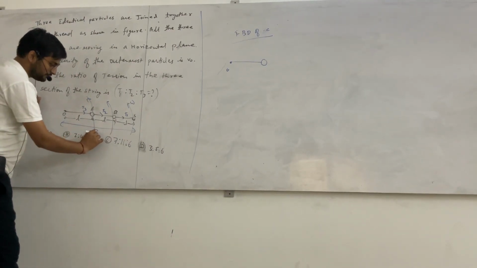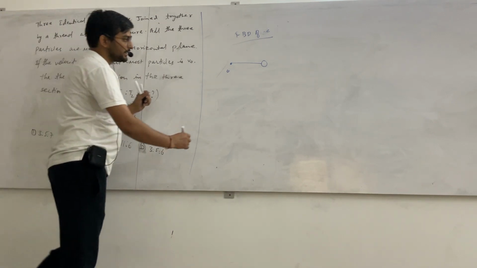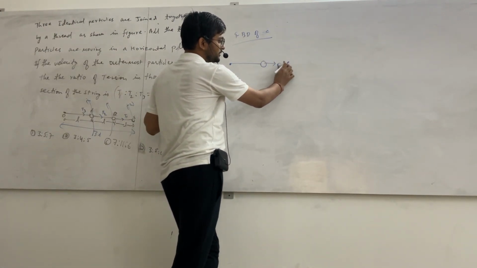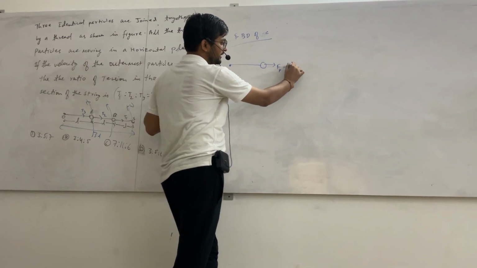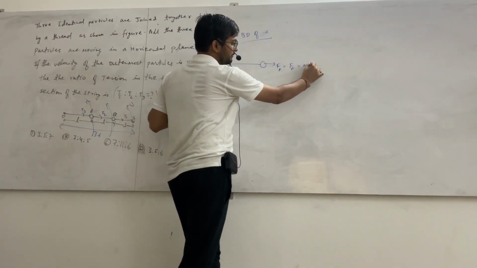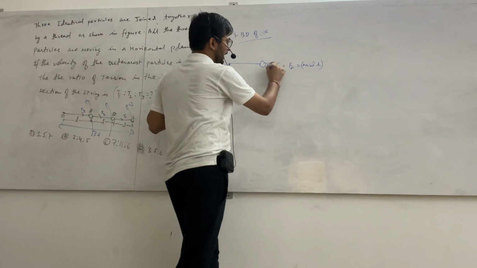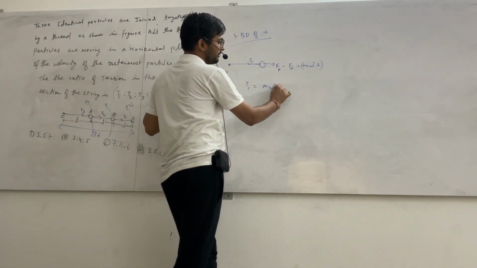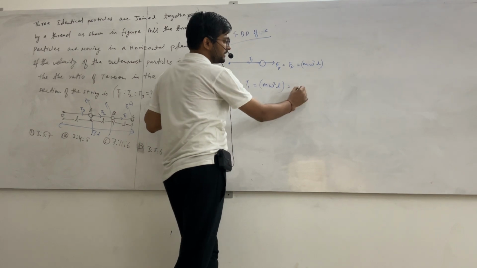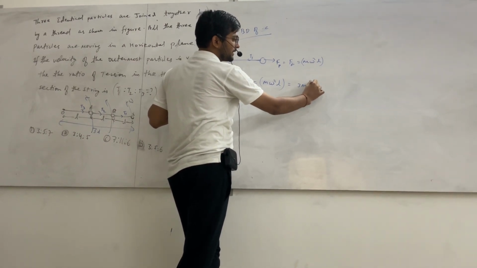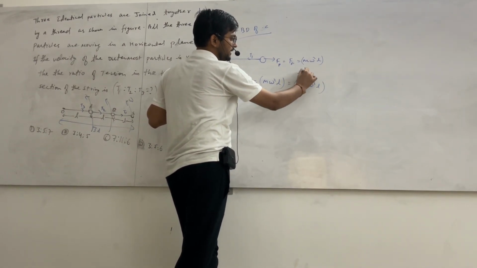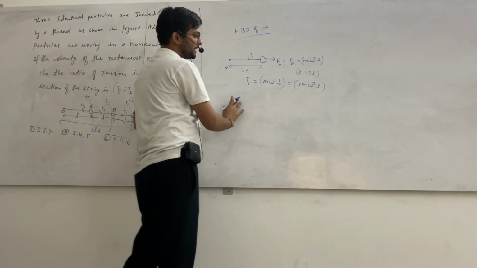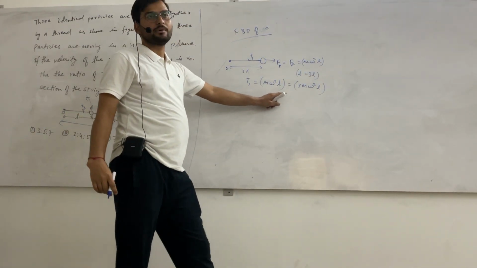So if the length is 3L, we write here the outward force, which is the centrifugal force, that is a pseudo force also, m omega square L, and this is the tension T1. So T1 is equal to m omega square L, where the length is 3L, so 3m omega square L. So we know that the T1 value is 3m omega square L.